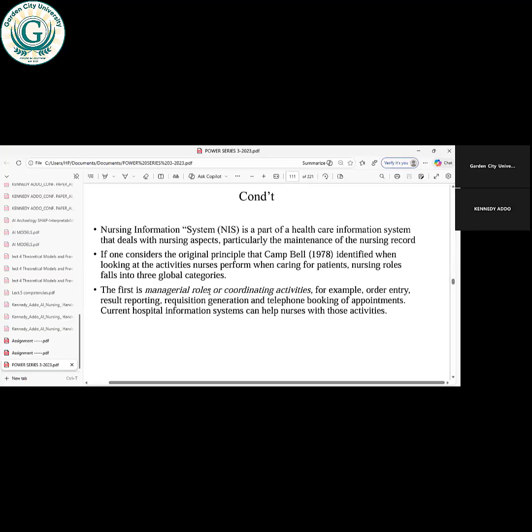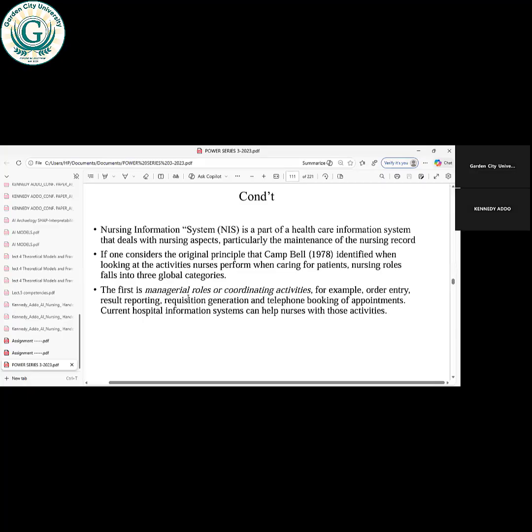The first one is what? Managerial roles or coordinating activities. For example, order entry, result reporting, requisition generation, and telephone booking of appointments. The current information systems, the HIMS or LIMS, help nurses with these what? Activities. The second one is what? Physician delegated tasks. Then the next one is what? Nursing autonomous what? Functions. We are going to look at what goes into each role as being described.